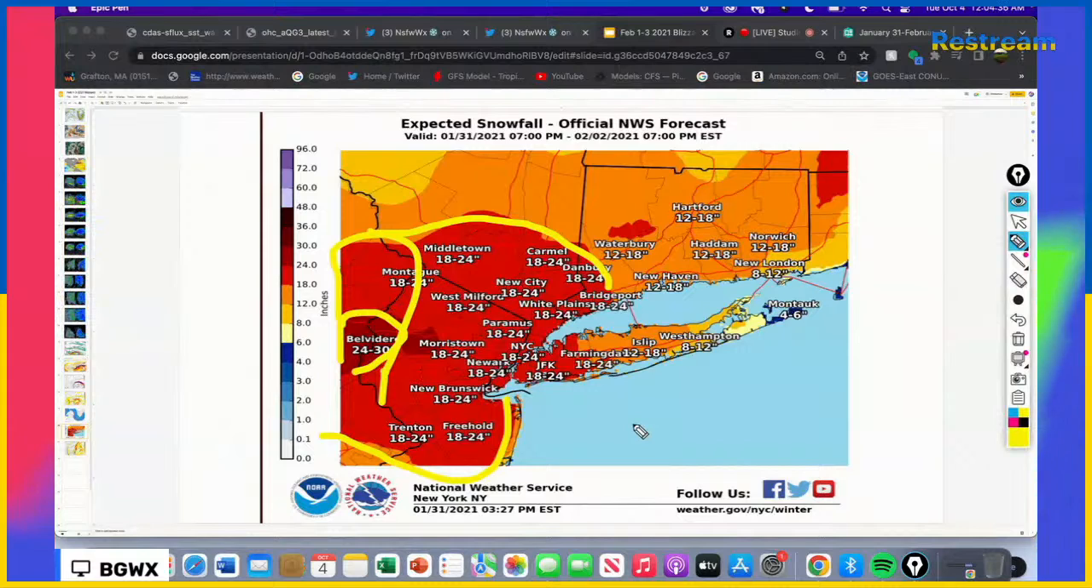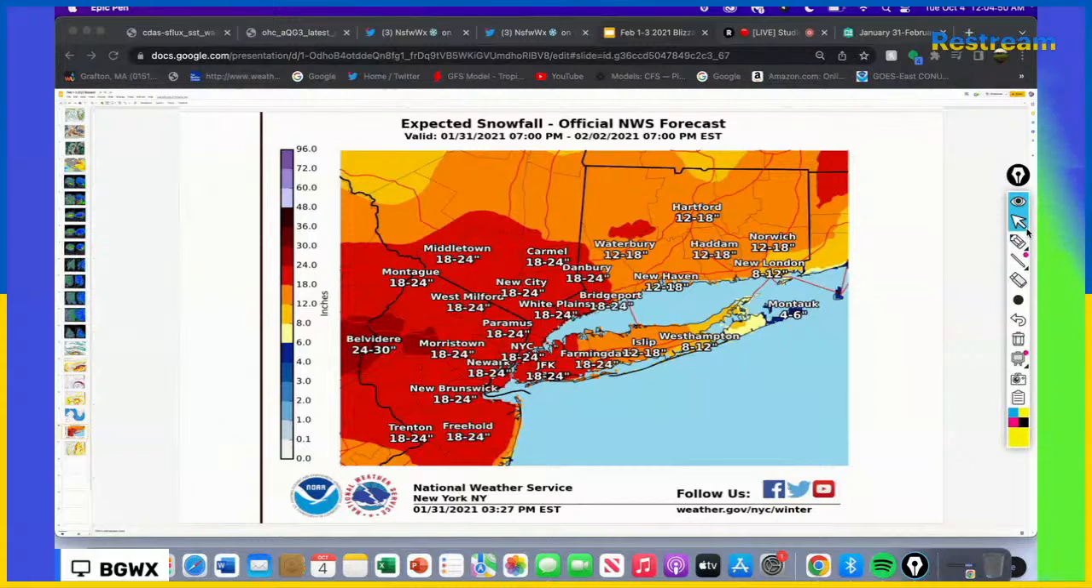But I think they were off. I think they might have pulled this a little bit too far south, possibly as well, because I don't think Philly got 18 to 24. As a matter of fact, I know Philly didn't get 18. I think they got a foot. But still, the National Weather Service in Upton, they were bought in on this, and for good reason.